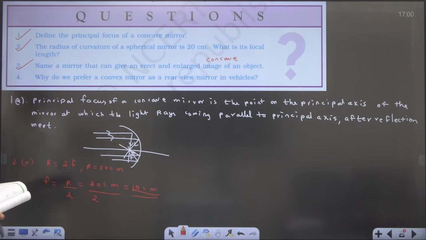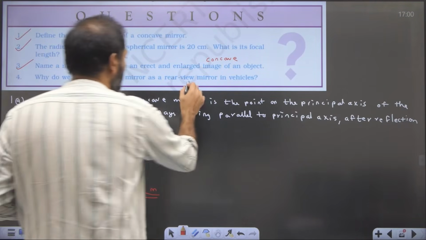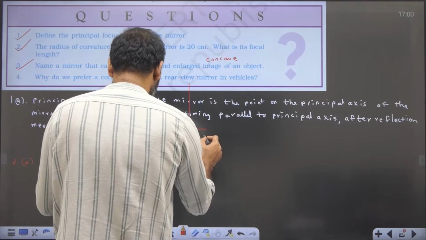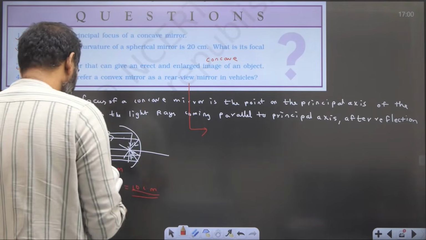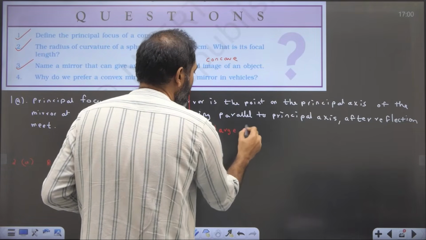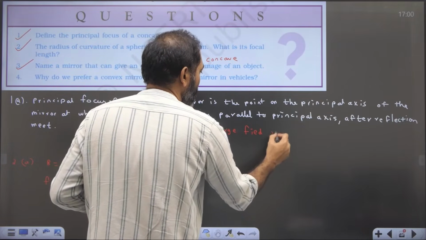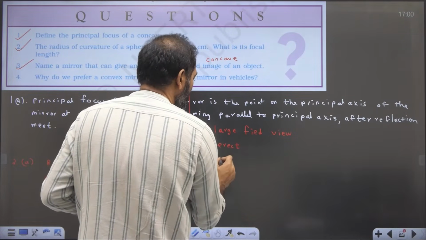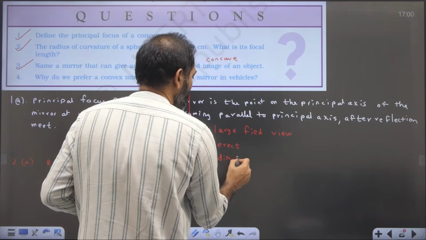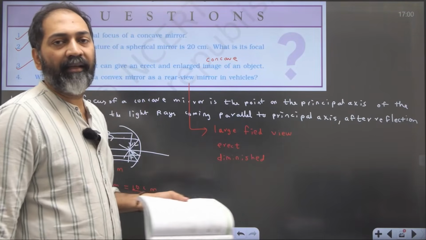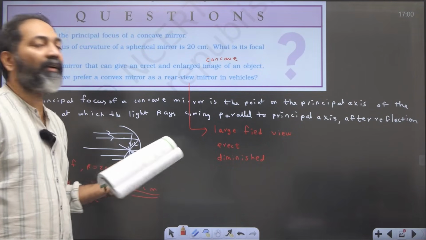Any doubt? Why do we prefer convex mirror as a rear view mirror in vehicles? There are three reasons for that. What are the reasons? Large field of view. Always forms erect, diminished image. What is the advantage of large field of view? Large area you can cover in a small mirror. Always forms what? Erect image.